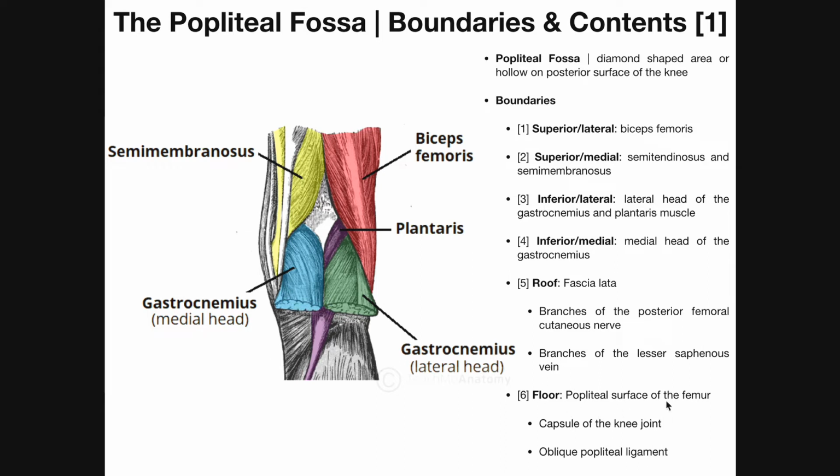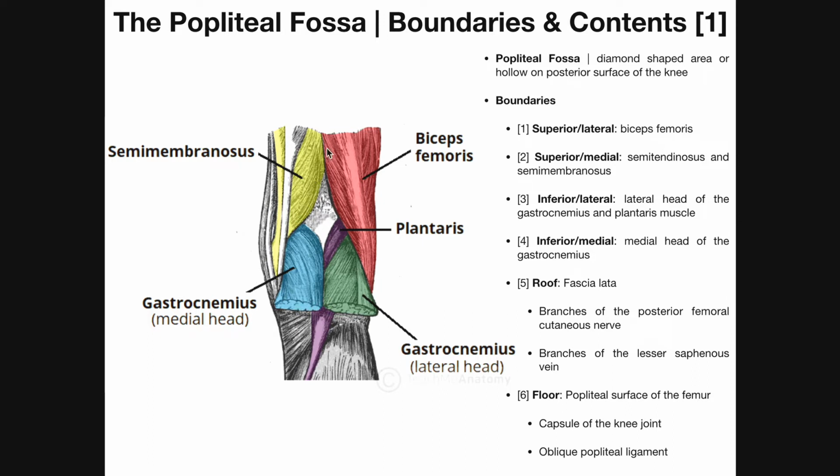Let's look at the floor first. The floor is what's in the back of this image, so actually more anterior technically, but I guess you could say deeper. The floor is really just the popliteal surface of the femur, the bone itself. And that's going to have, of course, the capsule of the knee joint and then something called the oblique popliteal ligament. But just generally speaking, the floor is going to be the popliteal surface of the femur.